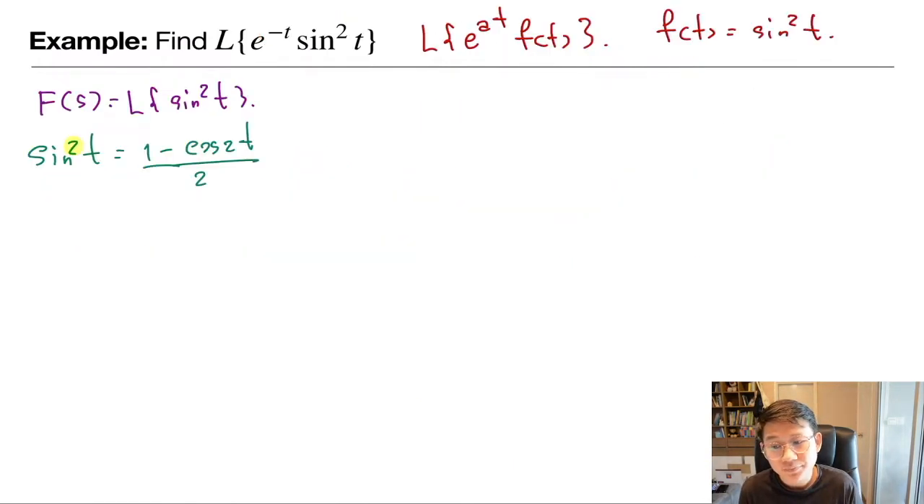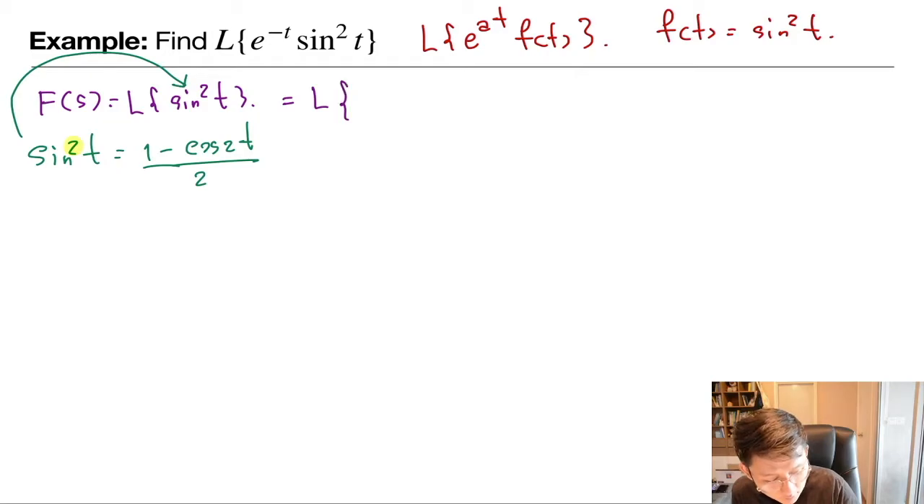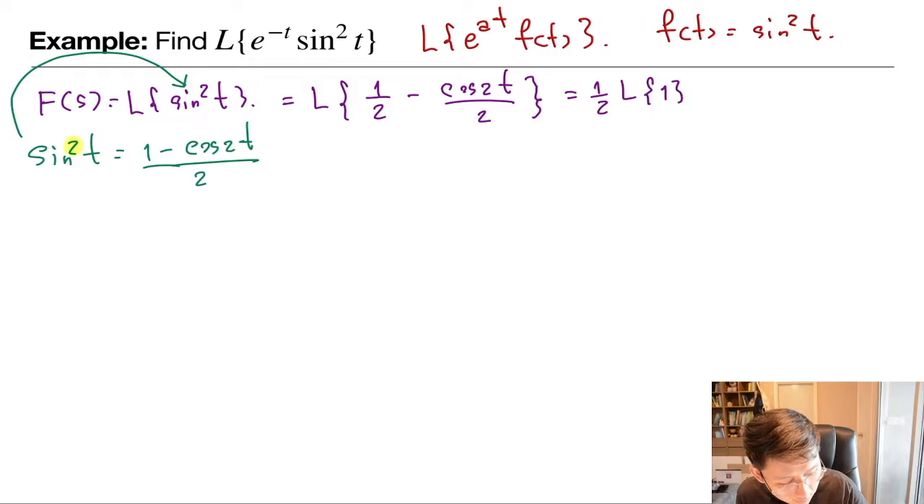Make sense? Okay, so if we plug this in there, we would have that it's actually the Laplace transform of 1 half minus cos 2t divided by 2, which is the Laplace transform of 1 half, or how about I just pull 1 half out, I get 1 half times the Laplace transform of 1 minus 1 half the Laplace transform of cos 2t.